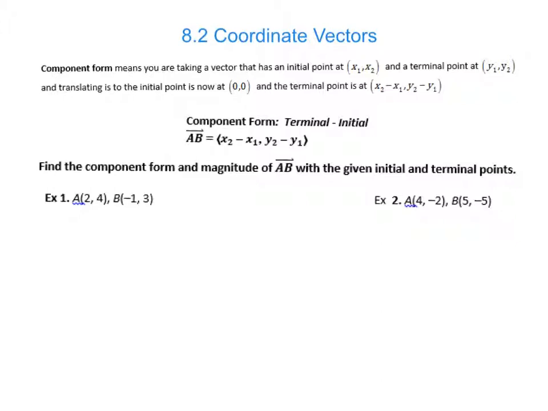So if I draw you a picture, basically shifting it from where it would be up here to where it would be down here. Same length, same direction, same angle. You're just moving it so that it's anchored at 0, 0.